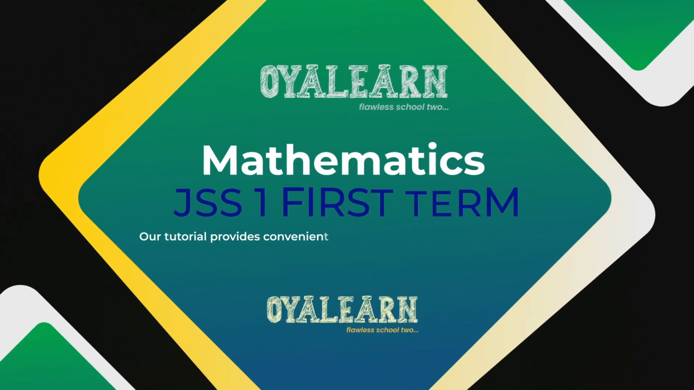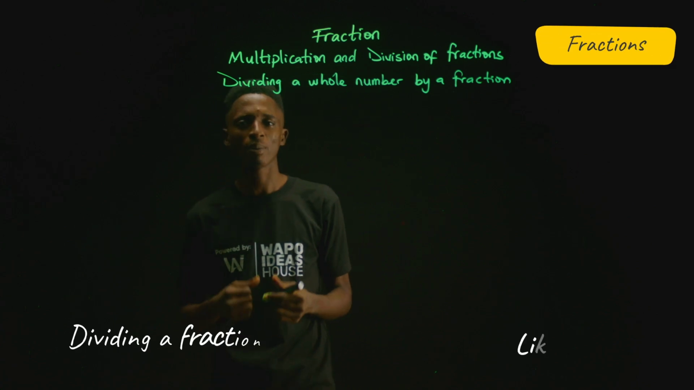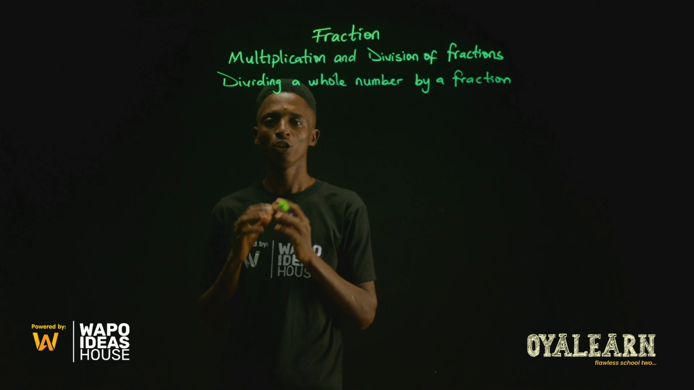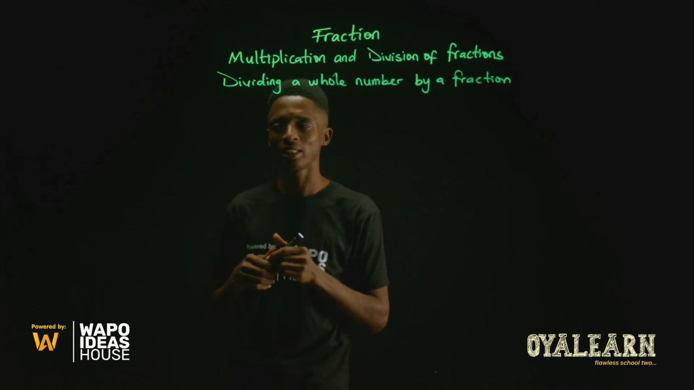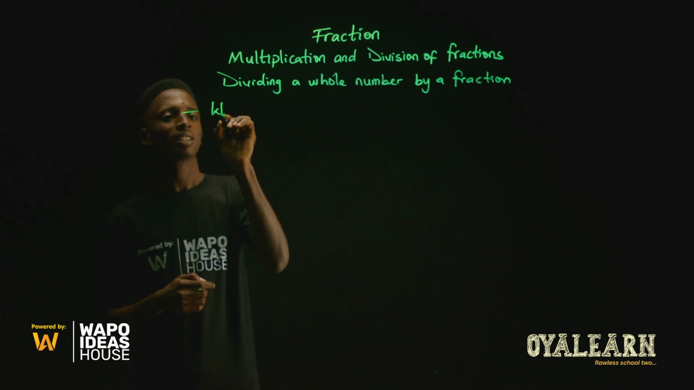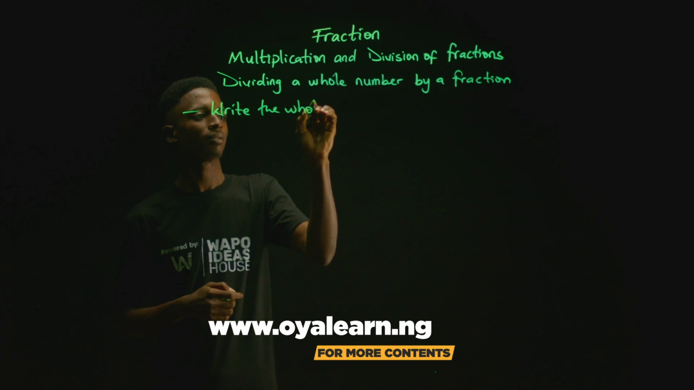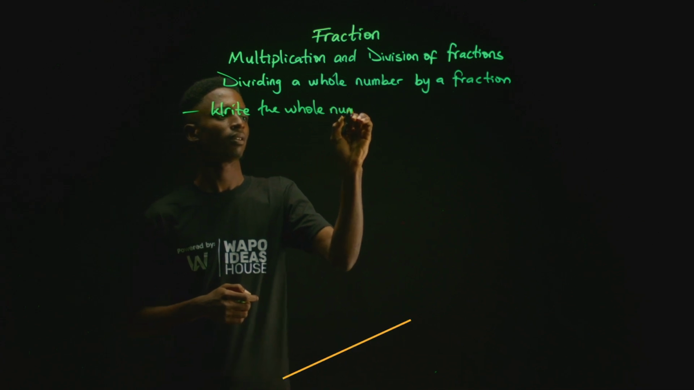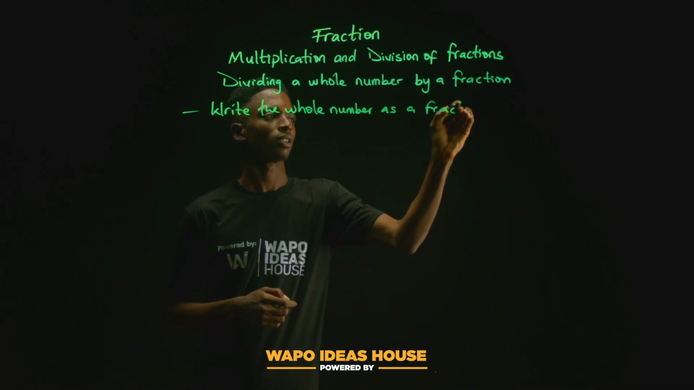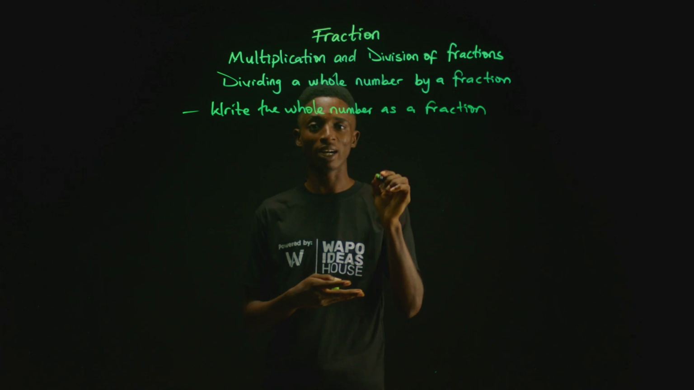Dividing a whole number by a fraction. When you're asked to divide a whole number by a fraction, here are some steps that, when followed accurately, you would get your answer correctly. First, you write the whole number as a fraction. And the way you do this is just to write the whole number divided by 1.